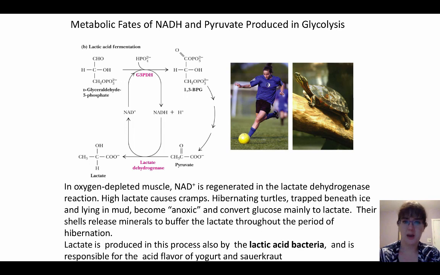So here's a little diagram that shows that. Remember that we were using NAD+ to go from glyceraldehyde 3-phosphate to 1,3-bisphosphoglycerate. And so the lactate dehydrogenase is going to take pyruvate to lactate and is going to utilize that NADH that was produced. So we can get the NAD+ back to continue glycolysis. This does happen in our muscles.